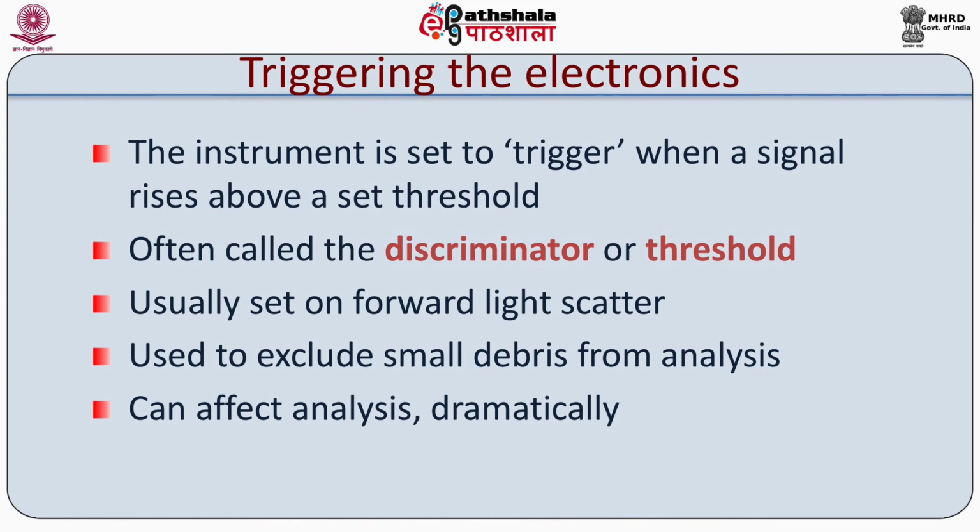An electronic threshold is used to remove noise from the signal, and it is used to limit the number of events acquired by the flow cytometer. Threshold is set on one parameter, generally the forward scatter, and the value is defined. Only signals with an intensity greater than or equal to the threshold are processed and sent to the computer. So, it is a cutoff. It is used to exclude debris from analysis, and it definitely affects the analysis dramatically.